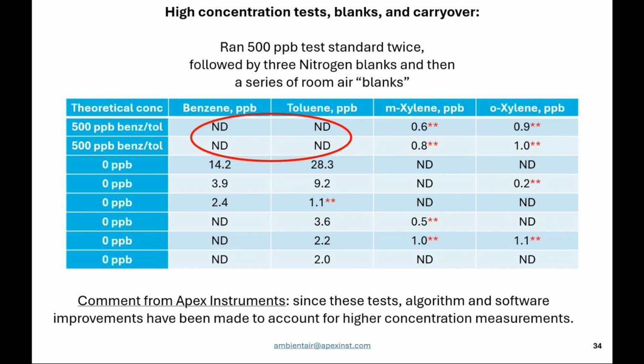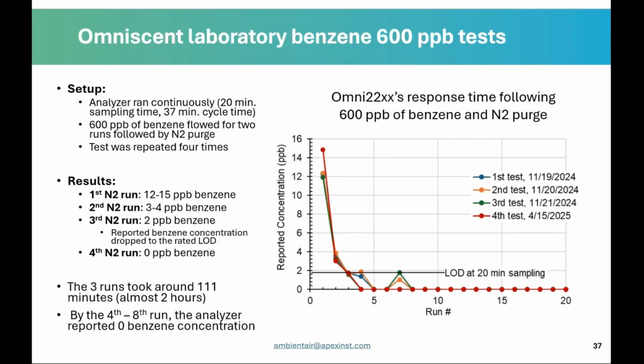From the table here, you'll see that for the 500 parts per billion run, we're showing in this instance not detected, and at the time that these tests were run earlier this year, the cloud platform and the algorithm had a hard time interpreting higher concentration values in this range. Since then, there have been some algorithm and software improvements to be able to measure and quantify the higher concentration values as well. I wanted to just throw this slide in as well.